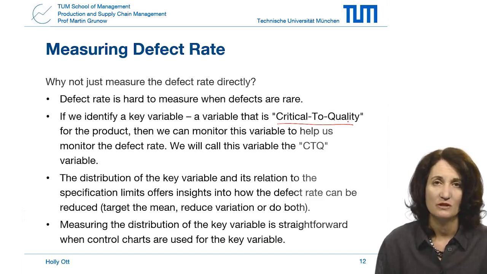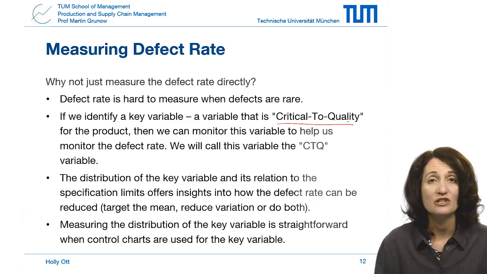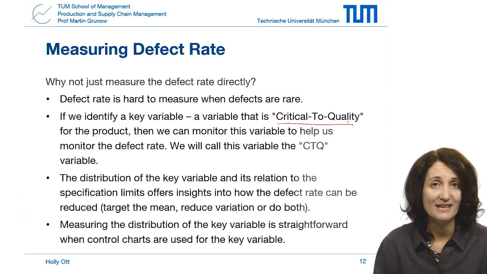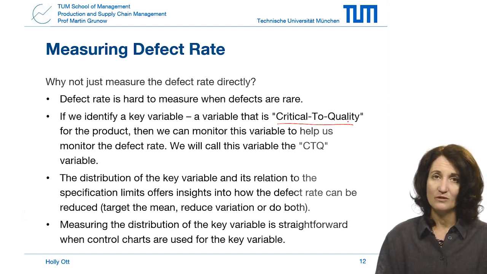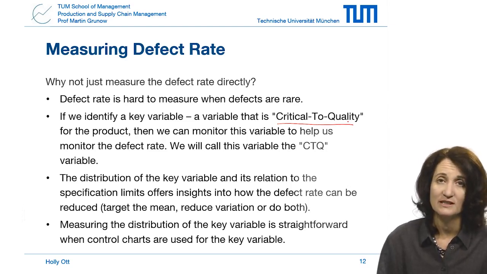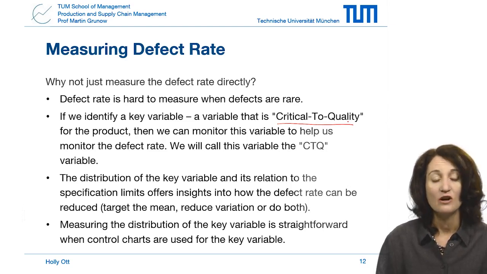The distribution of this key variable and its relation to the specification limits, our expected outcomes, will offer us insights into how the defect rate, the fraction defective, can be reduced. For example, as we'll see later, targeting the mean and reducing the variation, or both. We're also going to see that measuring the distribution of this key variable can be very straightforward when you're using, for example, the control charts that we see later in Six Sigma. And that will then also bring us to our next section in this course on process capability.